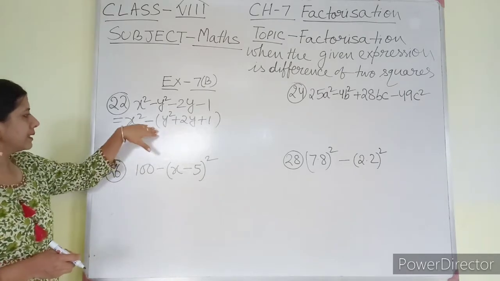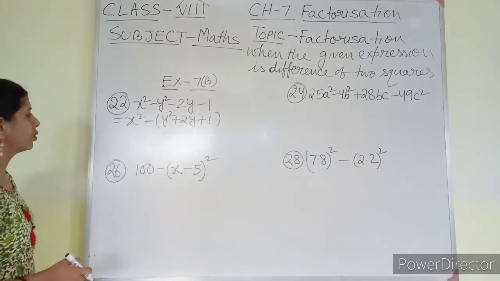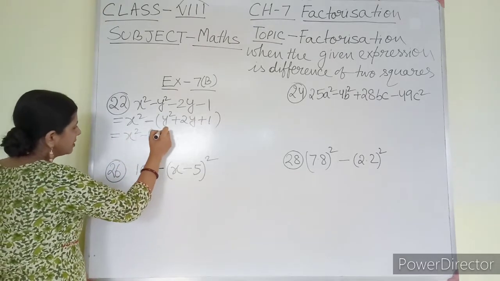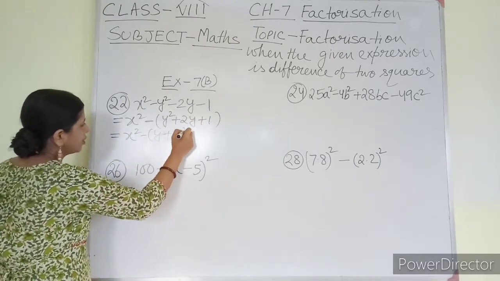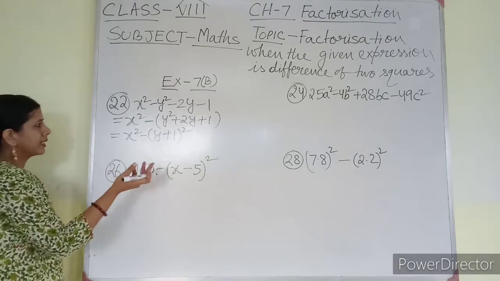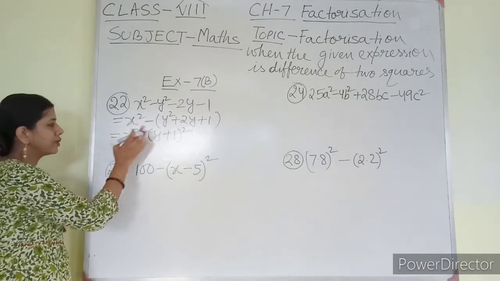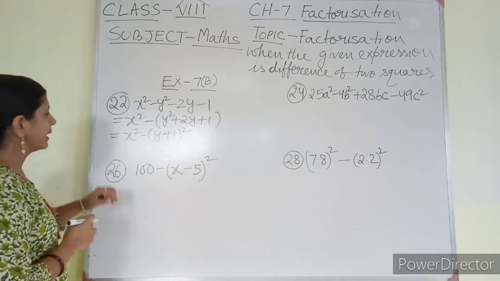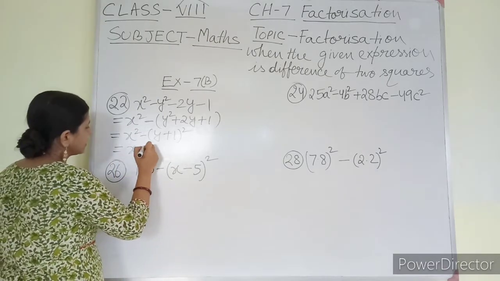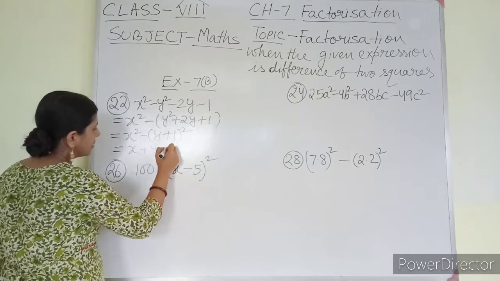So this can be written as y plus 1 whole square. So this equals x square minus y plus 1 whole square. Now I am getting two terms which are in the form of a difference of two squares. So now again I will use the formula a square minus b square equals a plus b, a minus b. So the answer is x plus y plus 1.